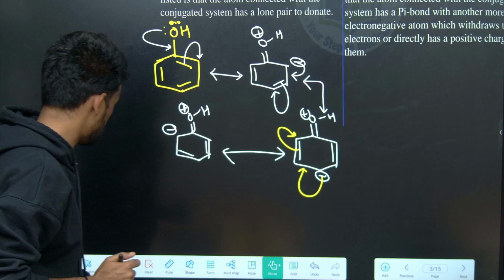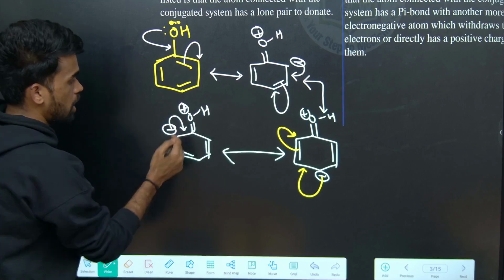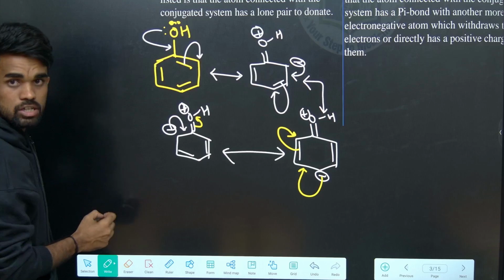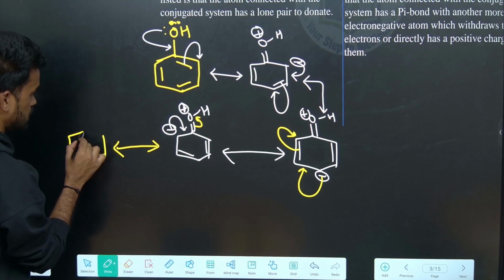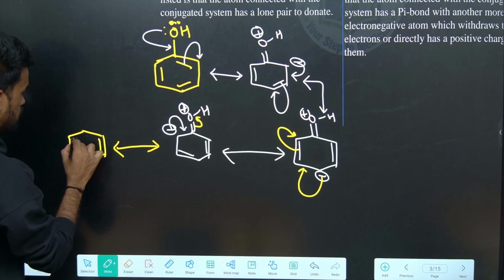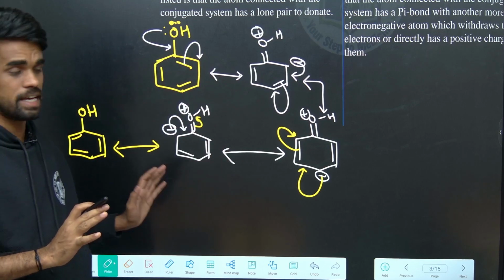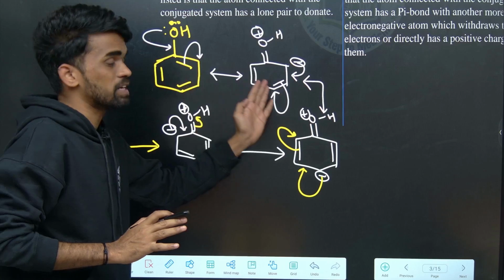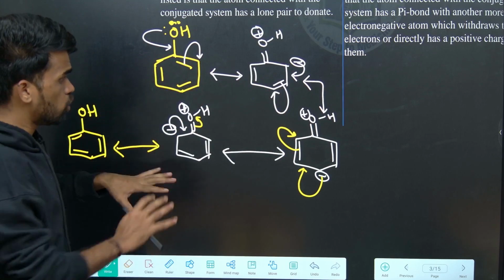And the next thing is, you can write it like this, and oxygen will take back its pi electron, therefore we will be getting something like this, OH. So this is how the resonance stabilization takes place. Mesomeric plus M effect will be taking place in the conjugative systems. Okay, I hope this is clear.